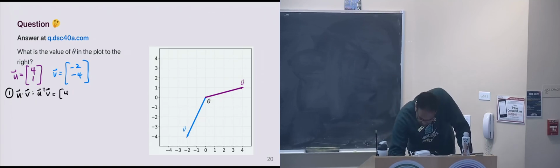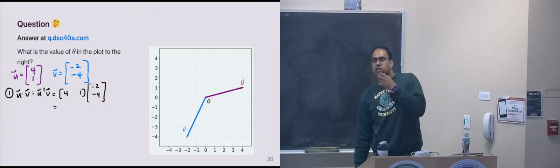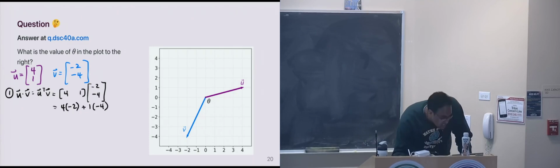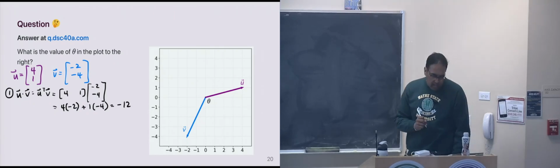That's 4 and 1, -2 and -4. Again, just as a reminder, the way to imagine this is I'm taking this and rotating it and falling into the next vector, right? And this is going to look like 4 times -2 plus 1 times -4. And last I checked, that's -12. Okay? That's the first part.